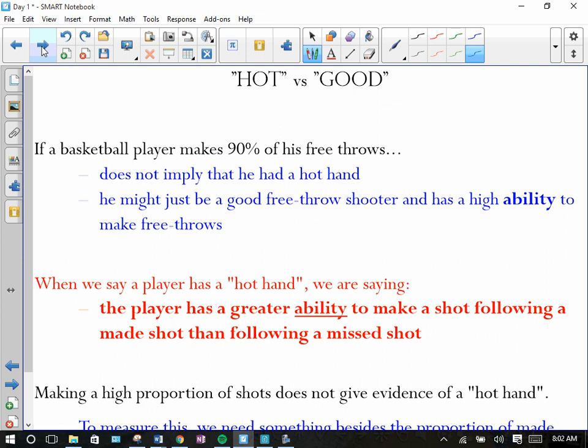Simulations and stuff. Now, when we say a player has a hot hand, we're saying the player has a greater ability to make a shot following a made shot than following a missed shot. So if Sir Ron is up there shooting and we're saying Sir Ron has a hot hand, we're saying Sir Ron has a greater ability to make a shot after a made shot than after a missed shot.